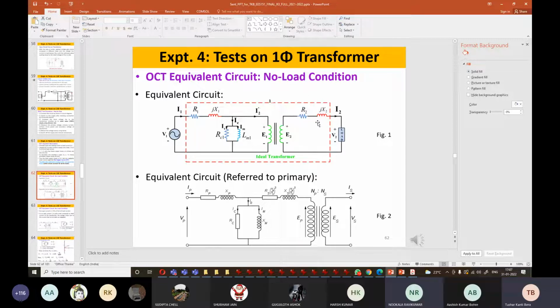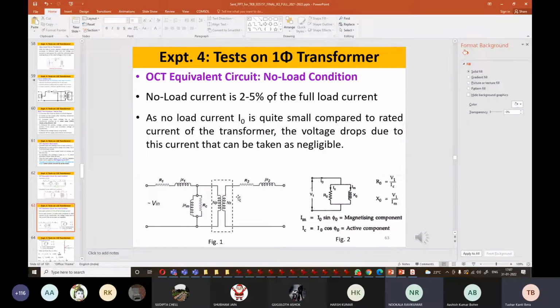Now, as there is a very small amount of current, the drop across these two will also be neglected. If those two and these two are neglected, we will have only this branch. So the equivalent circuit branch will be like this. No current through this and very little current through this, so there is no drop, and the applied voltage will be almost the same voltage here. That's why the only equivalent circuit will be the parallel loop, which is called the magnetizing loop.